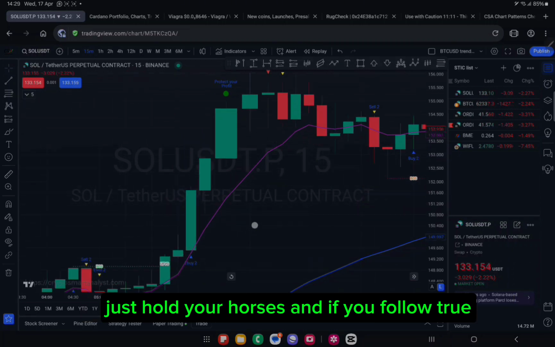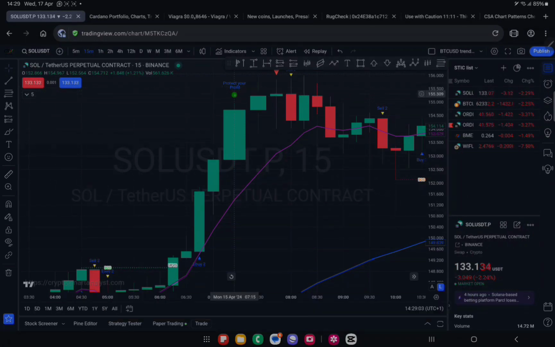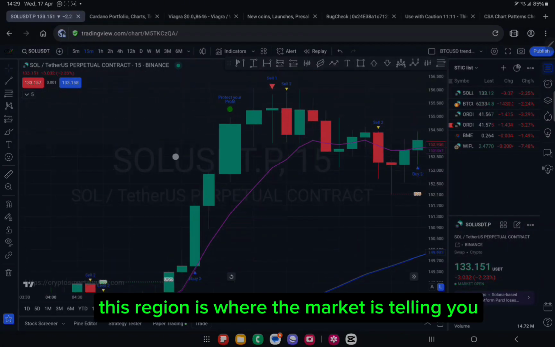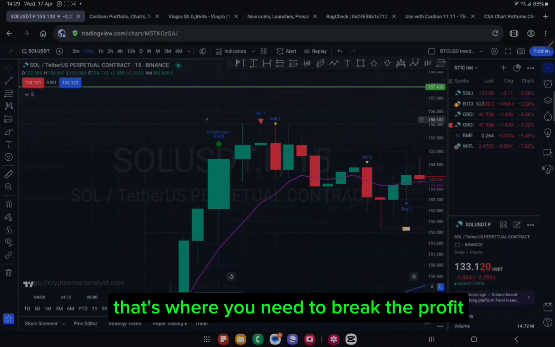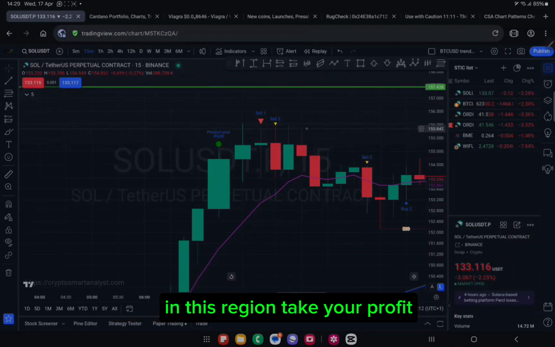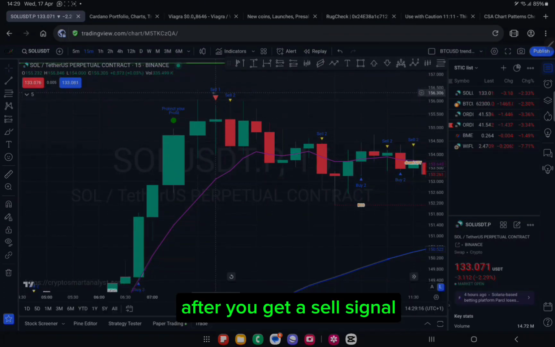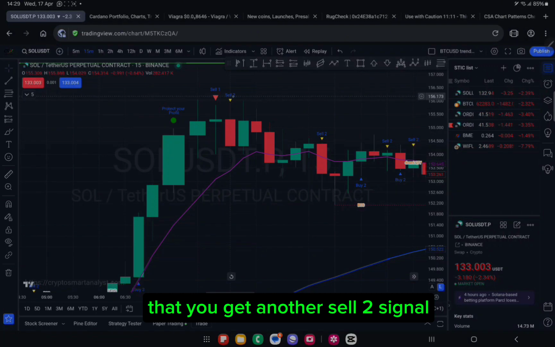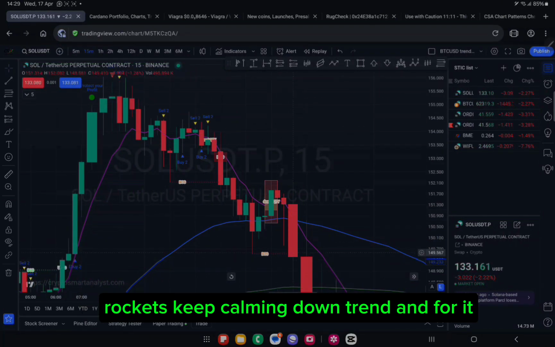Just hold your horses. And if you follow through, you can see the market end up giving us a protect-your-profit region. This region is where the market is telling you to take some profit out of it. You need to protect the profit in this region. Take your profit, and if you look at what happened two candles after, you get a sell signal. That's the sell 1 signal, then you get another sell 2 signal. And if you look at what happened afterward, the market keeps coming down in a downtrend.